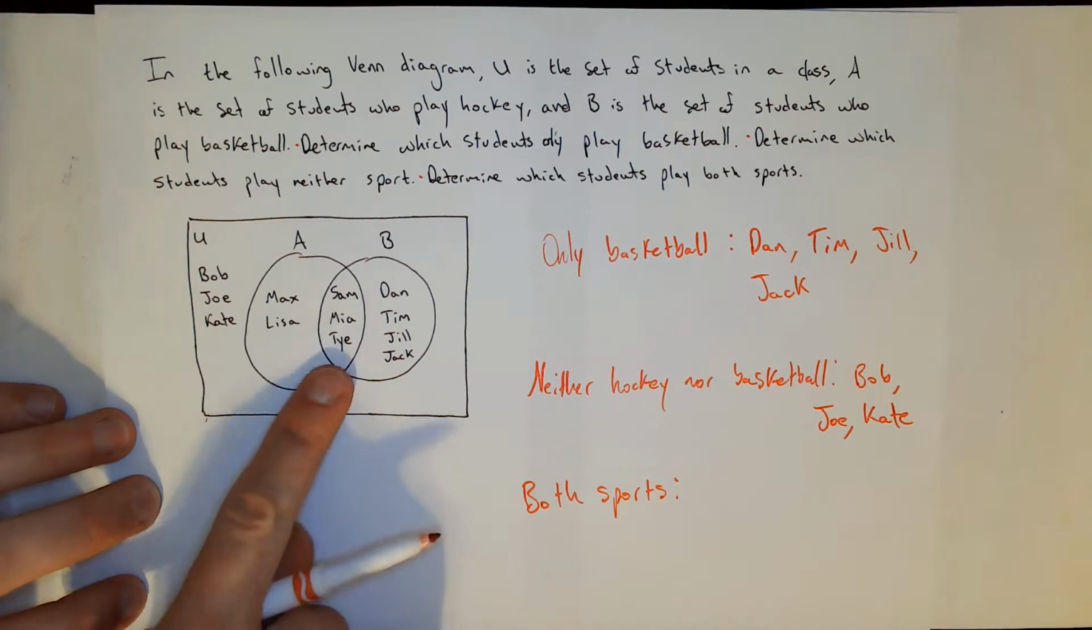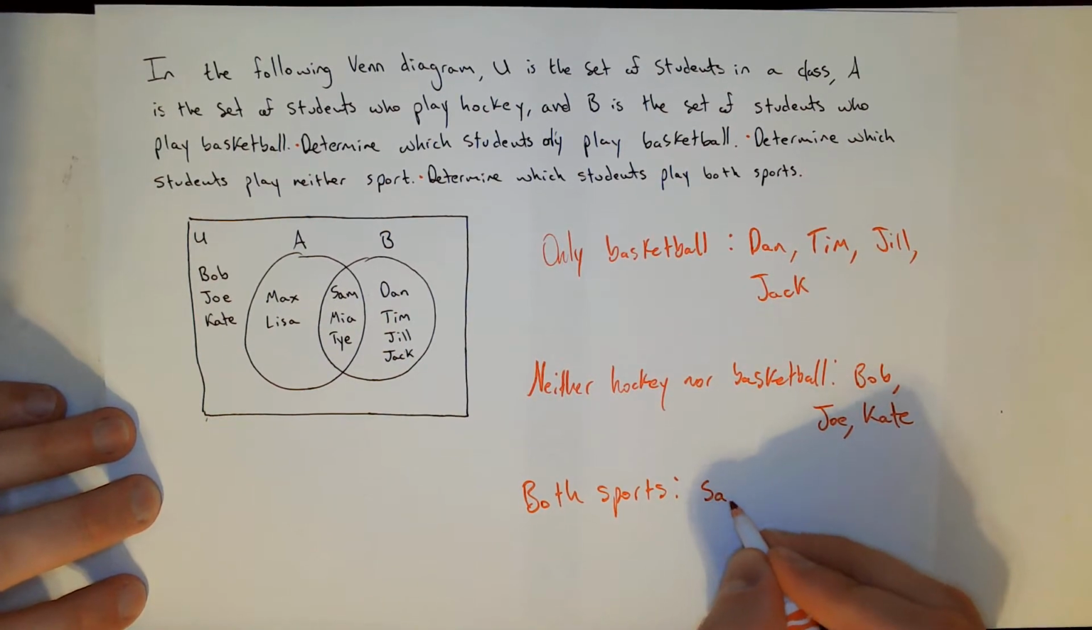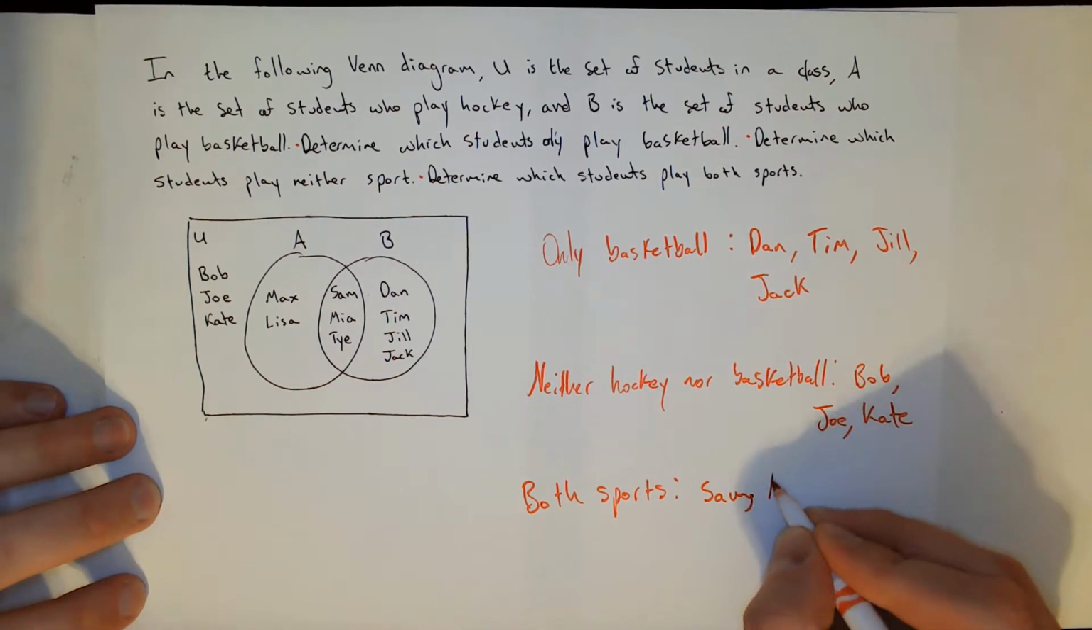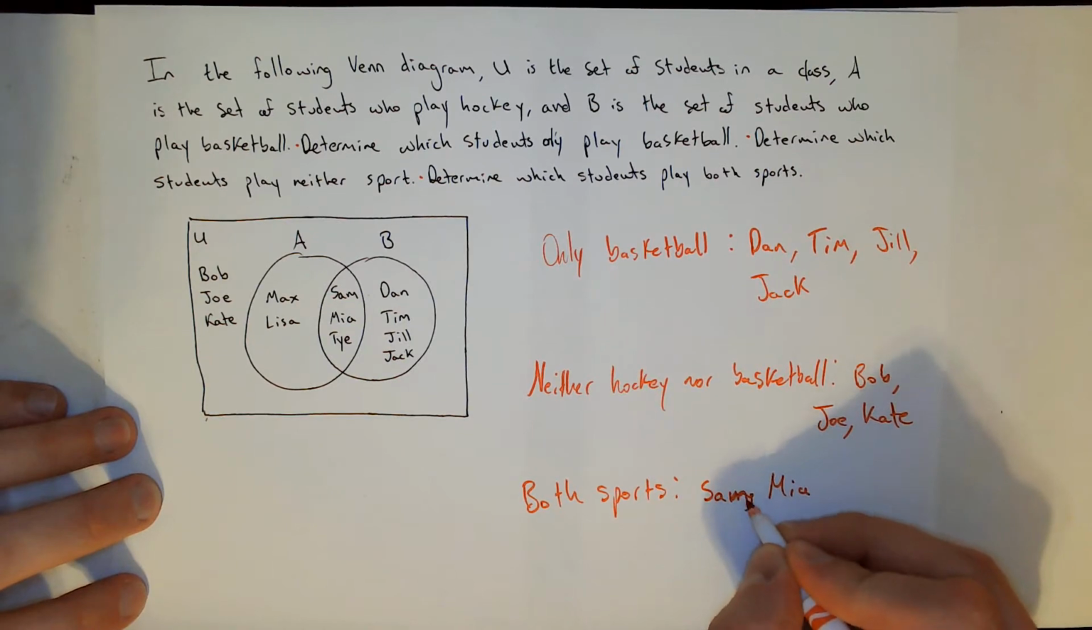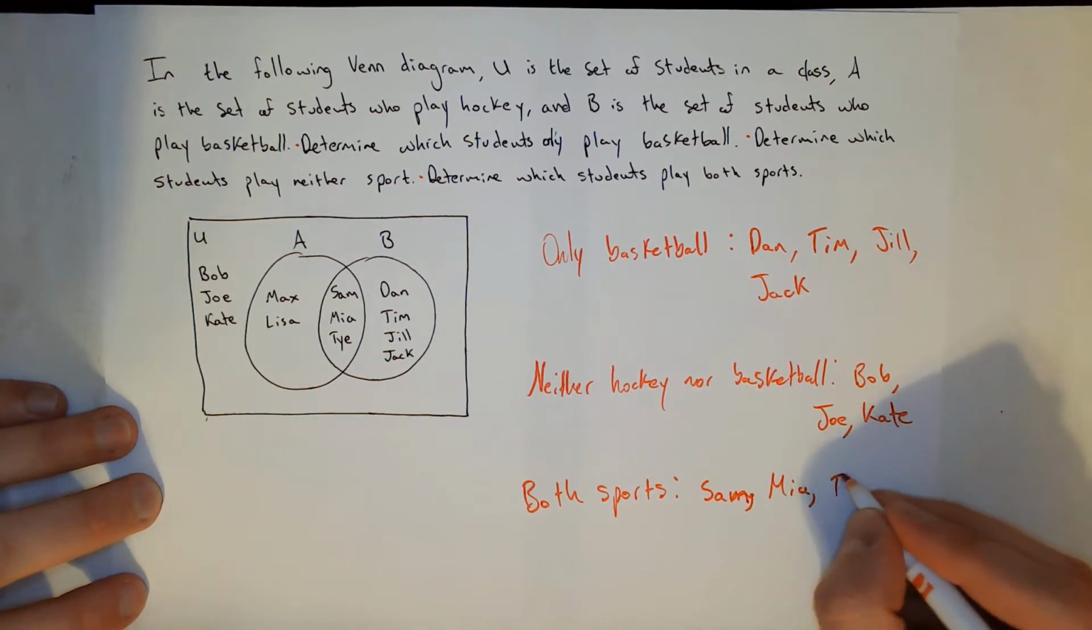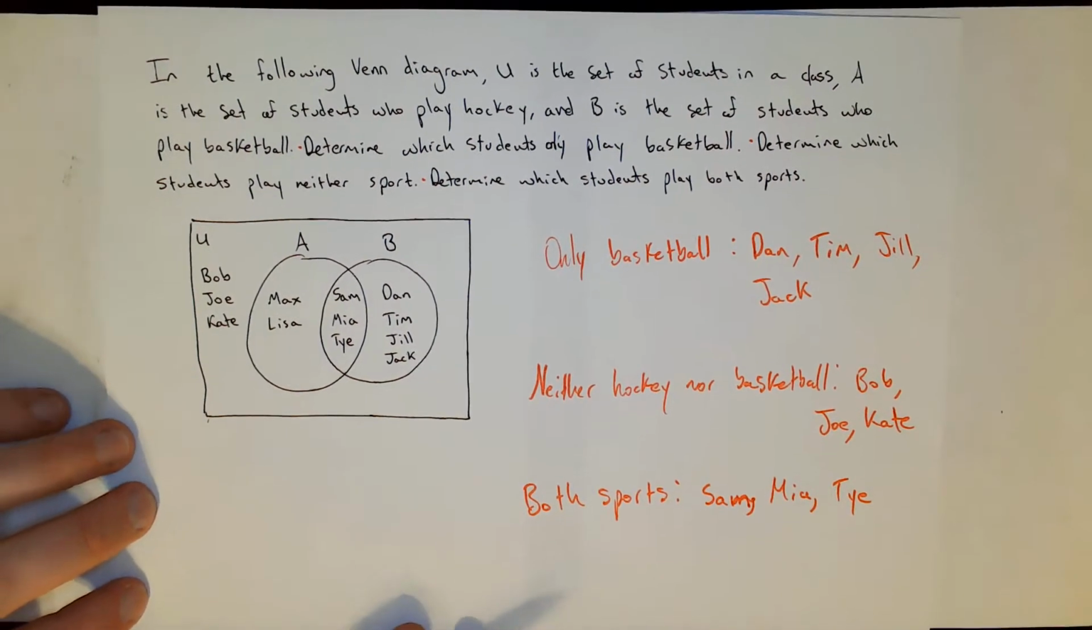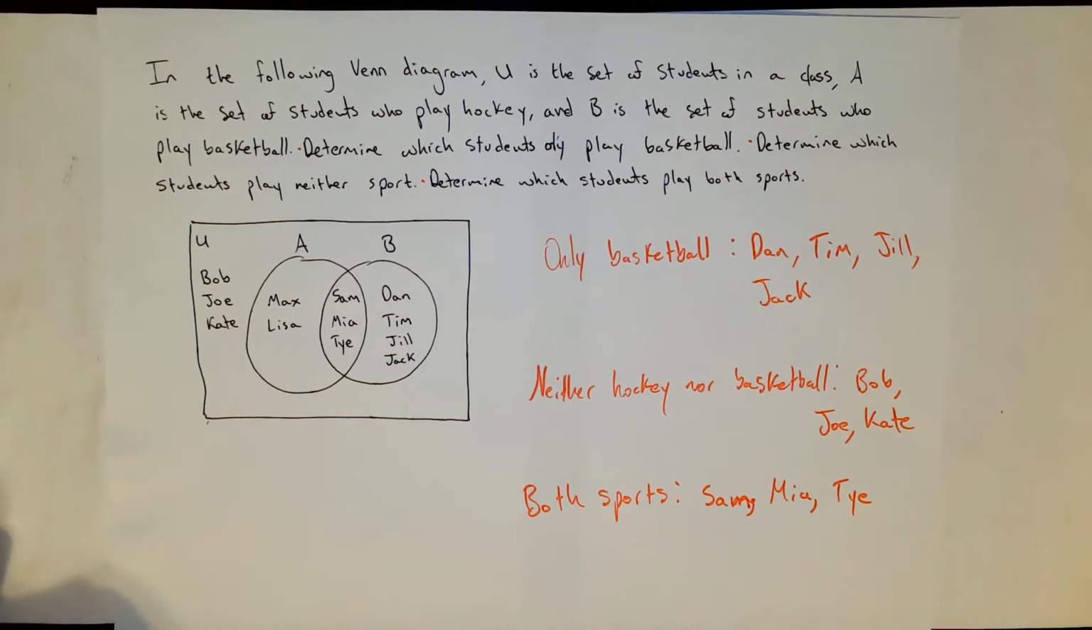That's going to be the intersection right in the middle there. Sam, Mia, that's Sam, I just wrote it weird. Mia and Ty. There we go. That's it. These are very intuitive, right? These two set Venn diagrams are very intuitive.